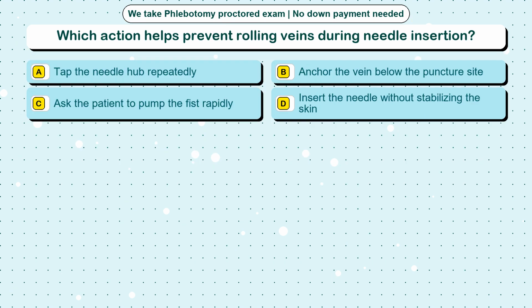Question 56. Which action helps prevent rolling veins during needle insertion? Option A. Tap the needle hub repeatedly. Option B. Anchor the vein below the puncture site. Option C. Ask the patient to pump the fist rapidly. Option D. Insert the needle without stabilizing the skin.